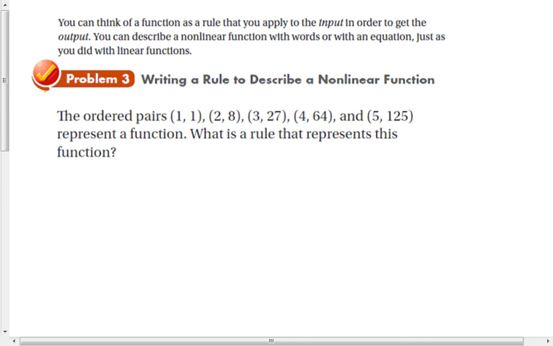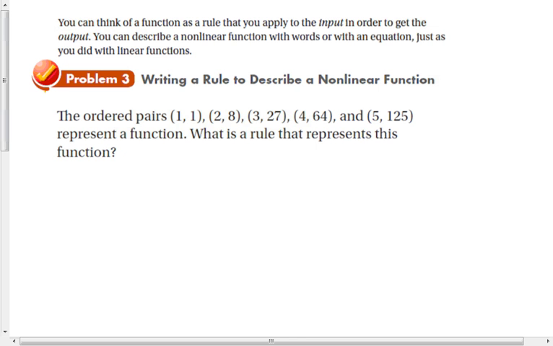You can think of a function as a rule that you apply to the input in order to get the output, and describe a nonlinear function with words or with an equation just as you did with linear functions. So check out these ordered pairs. We have 1, 1, 2, 8, 3, 27, 4, 64, 5, 125. What is a rule that represents this function? This one's kind of difficult for students. They don't recognize this pattern right away.